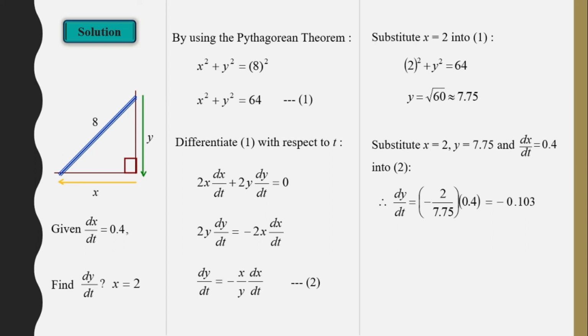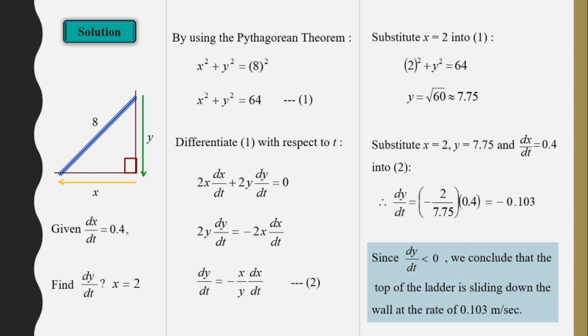Finally, we write the conclusion as follows. Since dy/dt is less than 0, we conclude that the top of the ladder is sliding down the wall at the rate of 0.103 meter per second.